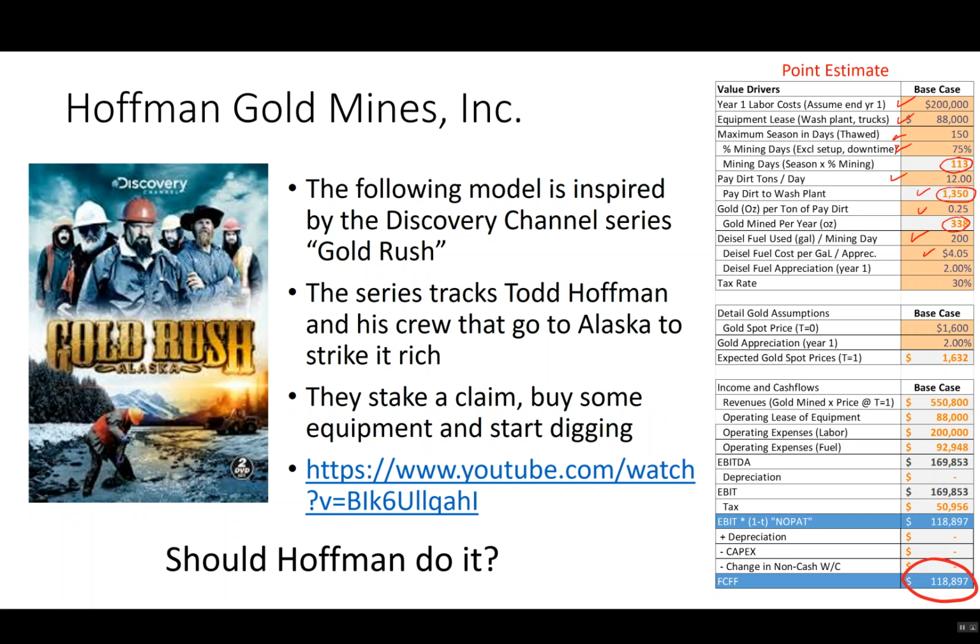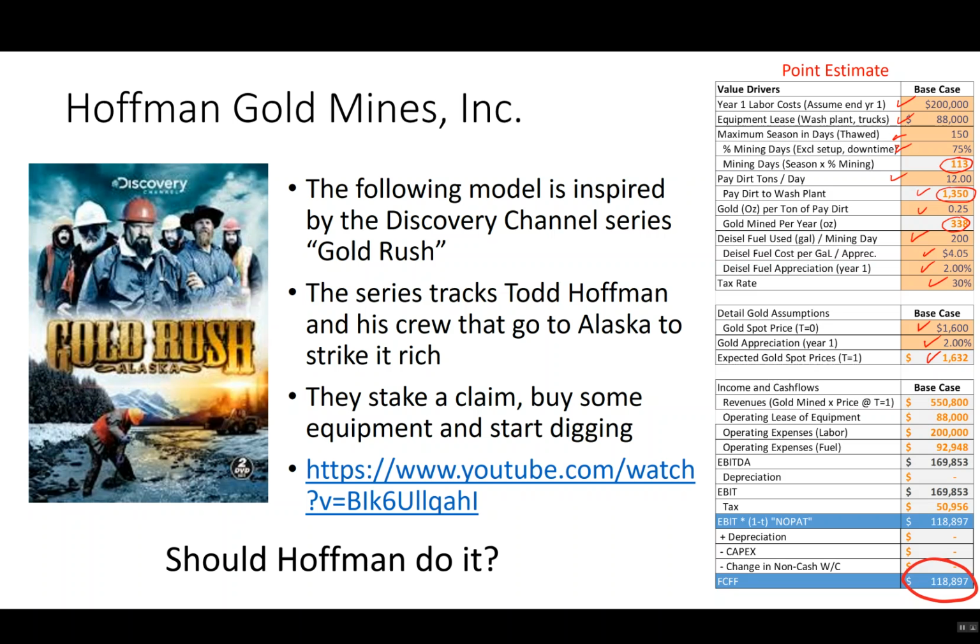at $4.05, the price of fuel at the beginning of the year. Let's just assume it goes up by 2%. That's my fuel appreciation. And a tax rate of 30%. And gold, at the beginning of the year, is $1,600 an ounce. What's forecasted is a 2% increase. That gives me a price of gold of $1,632.